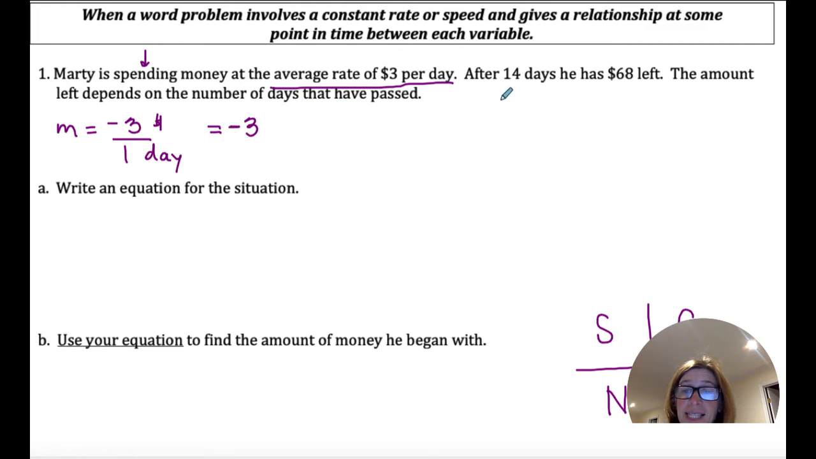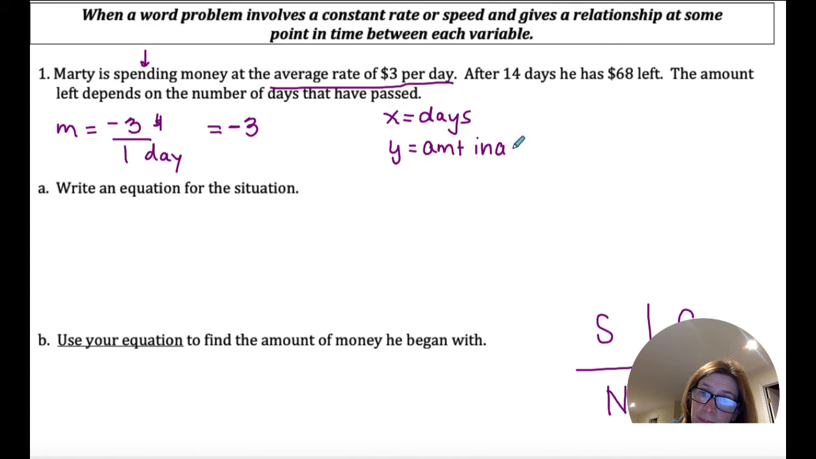All right, and then it says after 14 days, he has $68 left. The amount left depends on the number of days that passed. So that's telling me that my x is days, and my y is the amount in the account. Okay, so now I have a verbal description of what's happening here.